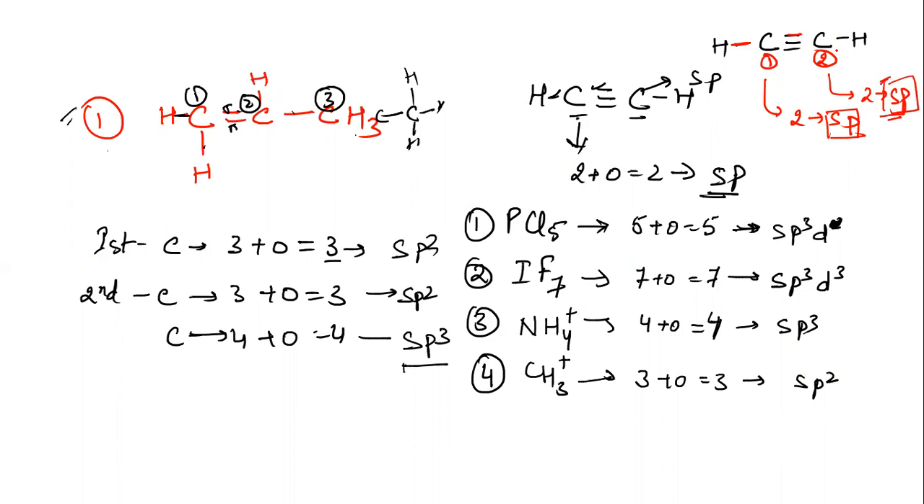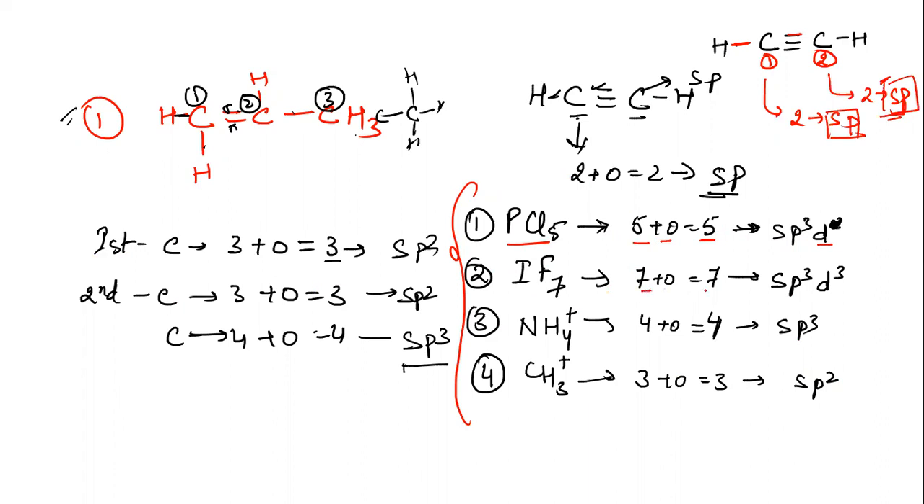Any doubt? So for 5, what was it again? For 5? Okay, now see. Suppose PCl5. So in PCl5, phosphorus is making 5 bonds with 5 different chlorine atoms. So 5 plus 0 is equal to 5. Now for 5, it will be sp3d.